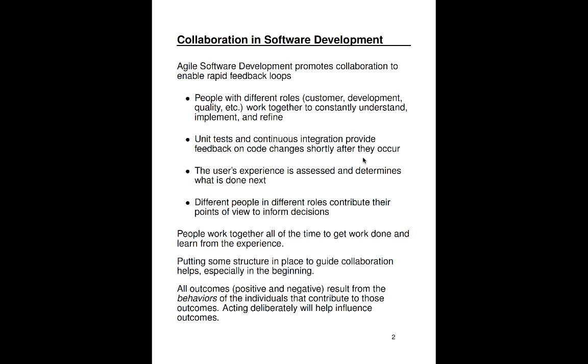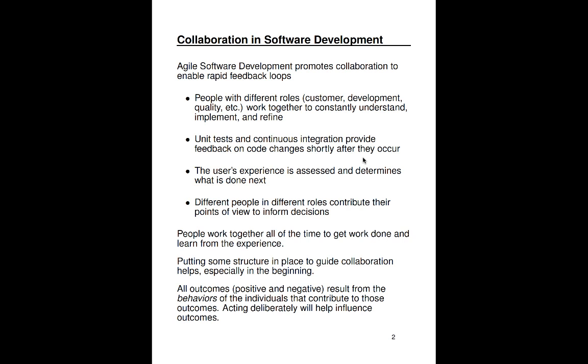One common technical practice in Agile software development is unit testing. Unit tests and continuous integration provide feedback on code changes shortly after they occur. Another feedback loop concerns the user's experience, which is assessed often and determines what's done next. You're looking to solve real problems for real people.